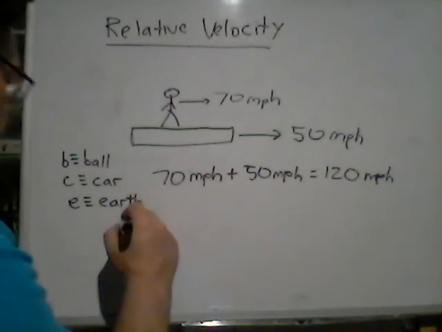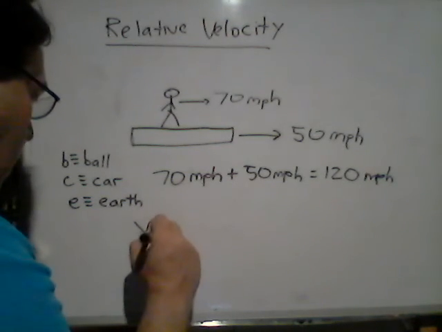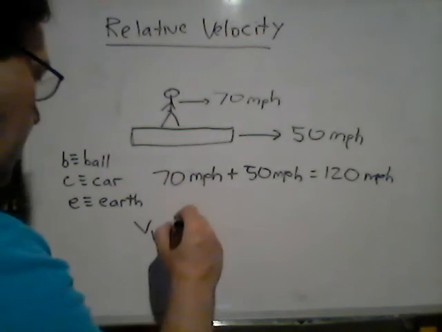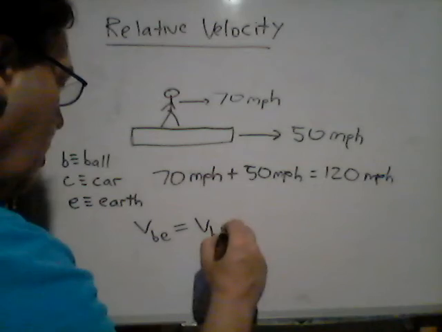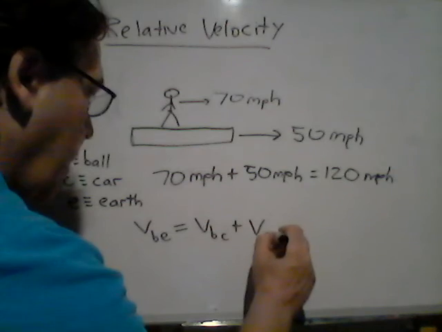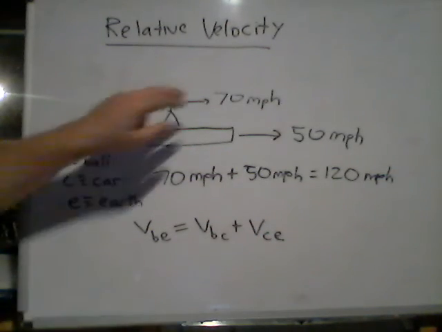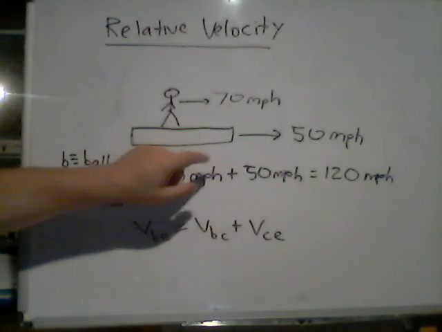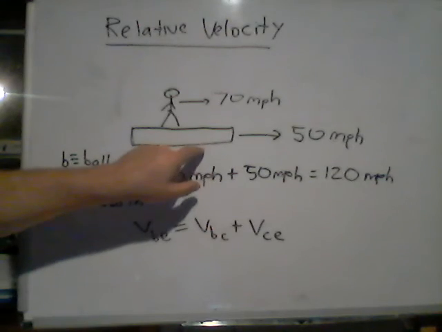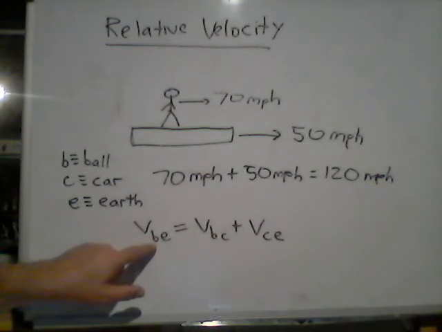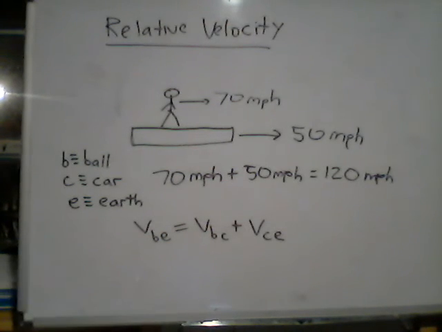Well, we know that the velocity of the ball with respect to the earth is equal to the velocity of the ball with respect to the car plus the velocity of the car with respect to the earth. All right? So the velocity of the ball with respect to the car, that's 70, plus the velocity of the car with respect to the stationary earth, that's 50. Those two added together give me the velocity of the ball with respect to the earth. Okay, so this is a basic vector addition equation.